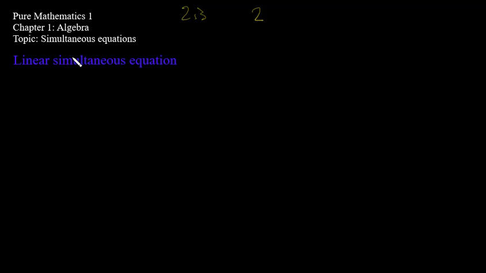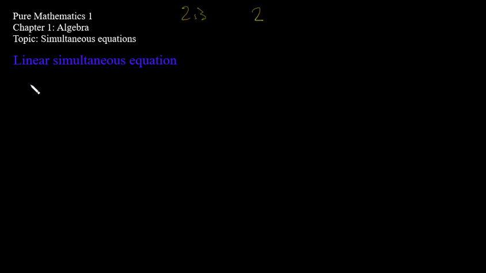First of all, I would like to talk about the linear simultaneous equation. For the linear simultaneous equation, they only involve variables such as x or y or z or m and n. They don't involve x squared, x cubed, or anything like that. They only involve the variable to the power 1.